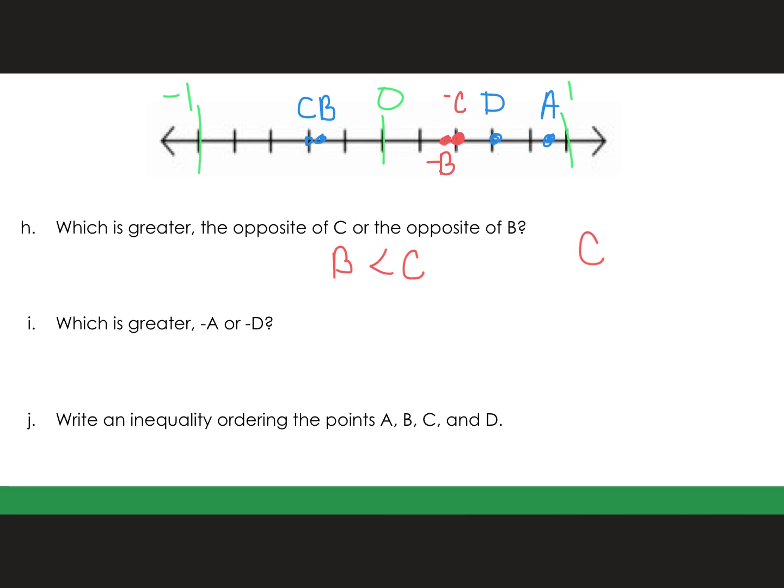Which is greater, negative a or negative d? So we might need to draw this as well. So negative d, I'm just going to go the opposite of d, which is negative d over here, and then the opposite of a, which is negative a. Which is greater? It's going to be the one that's farther to the right. So negative d is greater than negative a.